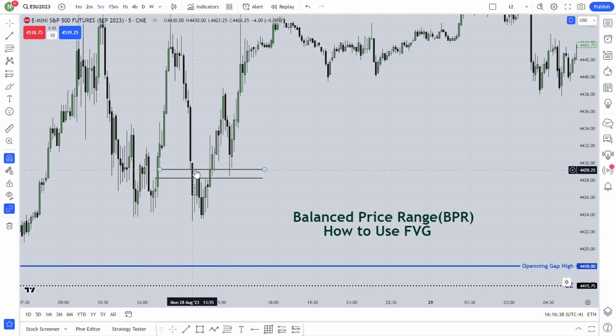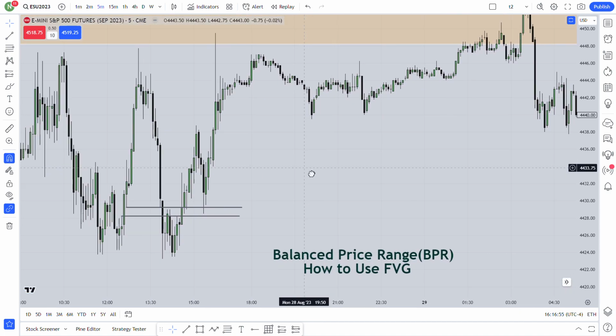So price actually sent the sell side over here, went through the gap again, came back to this gap and rejected the price to send it higher. Now this gap is balanced. Let me talk about another gap.